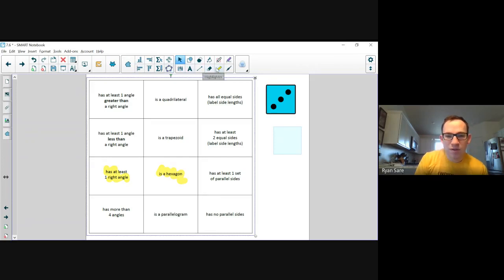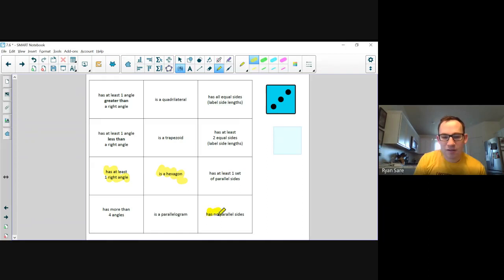So we're going to be drawing. I want you guys to go ahead and give this a shot because this is one that we could do. We're going to be drawing this shape. We want it to have at least one right angle, so we'll need this tool. It can have more because at least just means there's a 1. It's a hexagon, so we need 6 sides, and there's no parallel sides. Okay, I'm going to go ahead and give mine a shot.